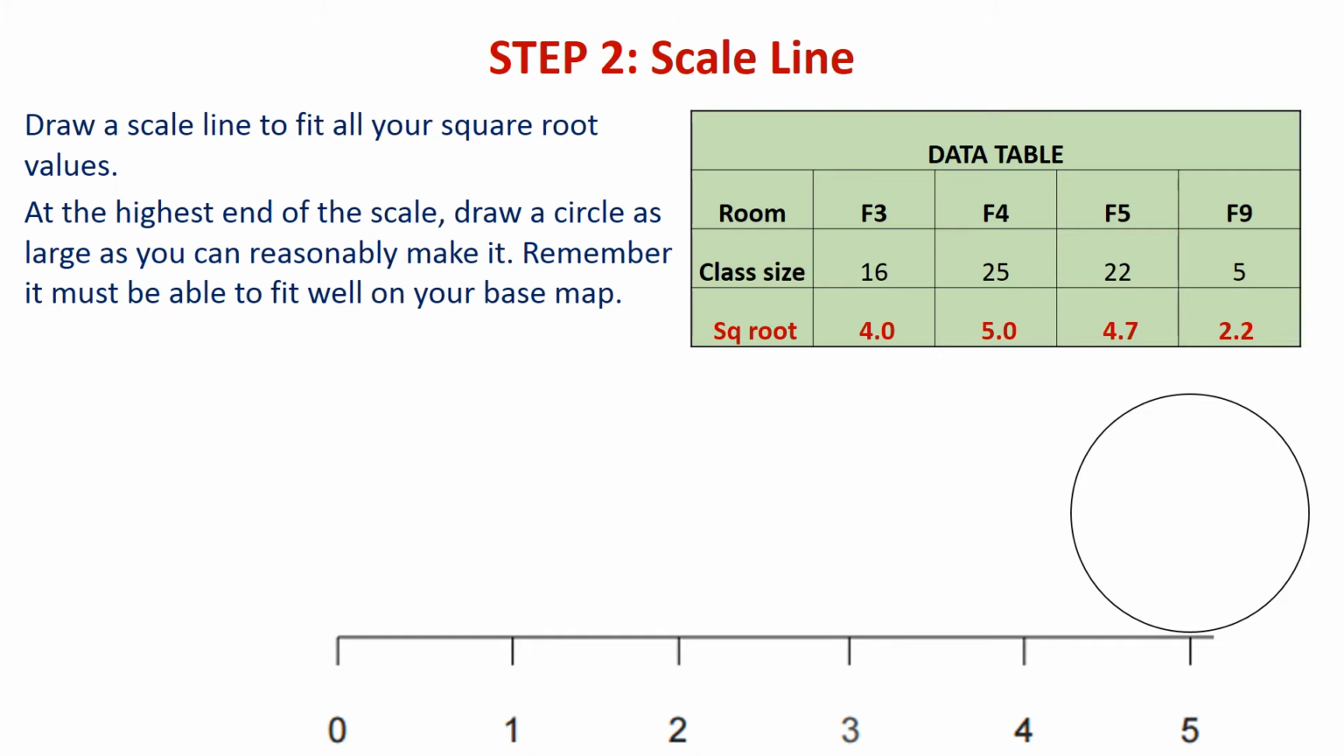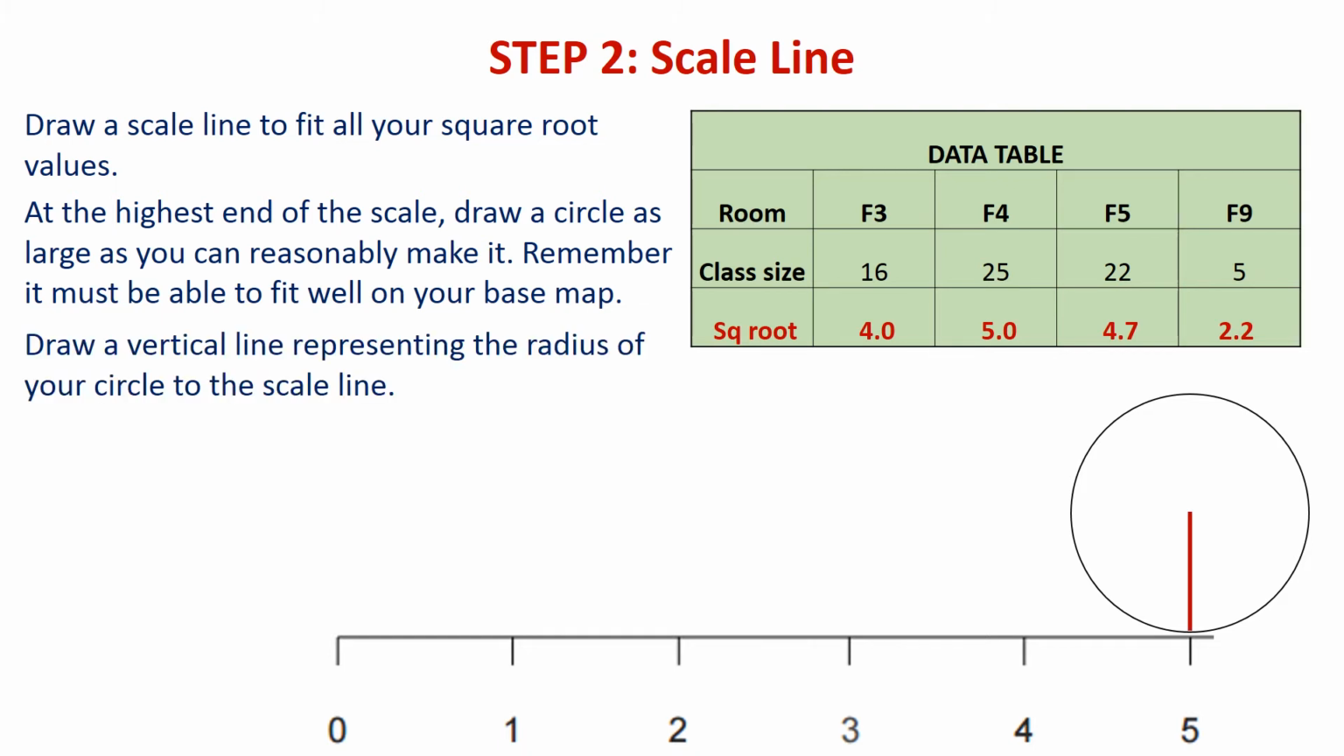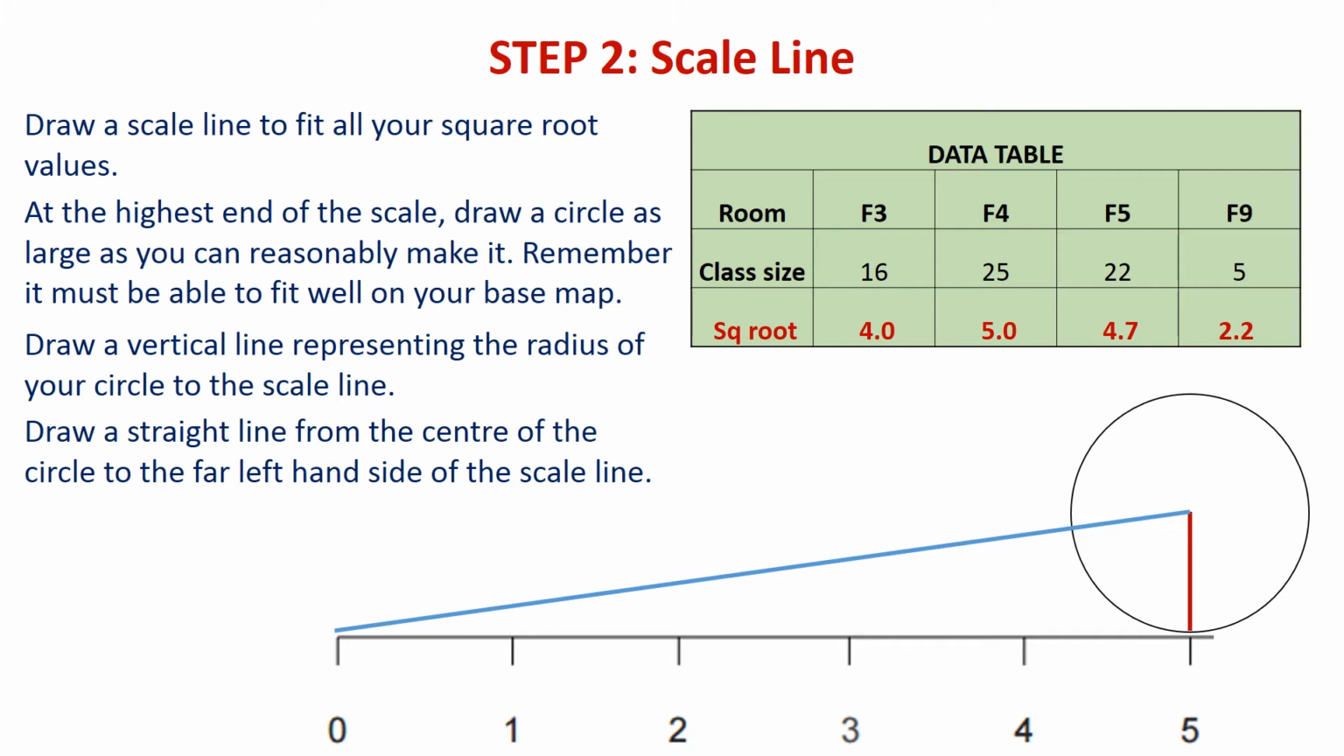However, do be mindful that you need to fit all the circles onto your map, and we may need to consider using A3 paper to be able to fit everything on. Once you've done that, you create a vertical line, which effectively is the radius of this circle, and you draw that point to the 0 mark on the left-hand side. This gives you a sliding scale now, and this is going to be very, very useful for working out the radius of all our circles.